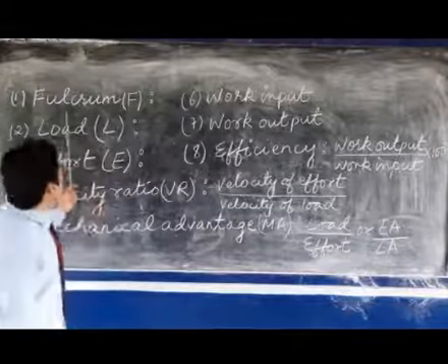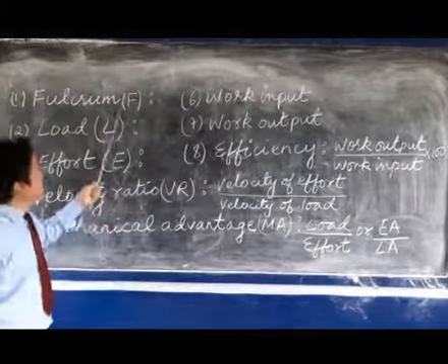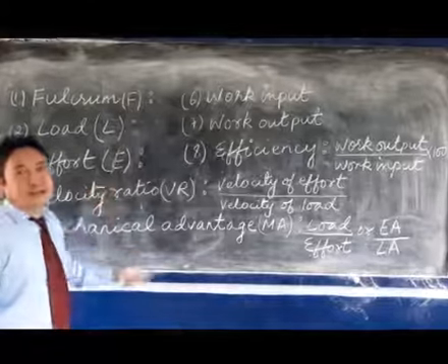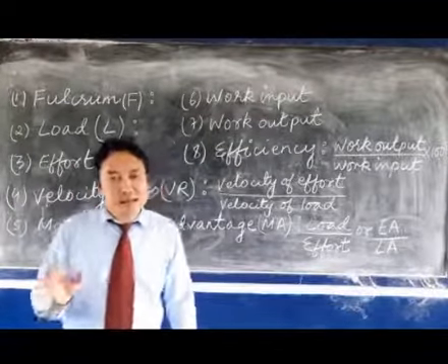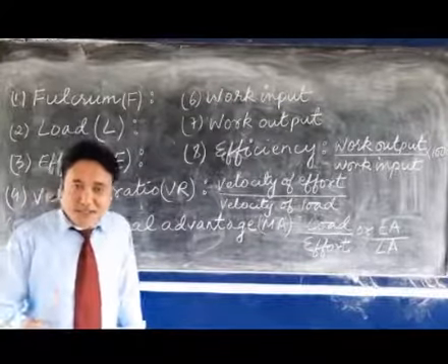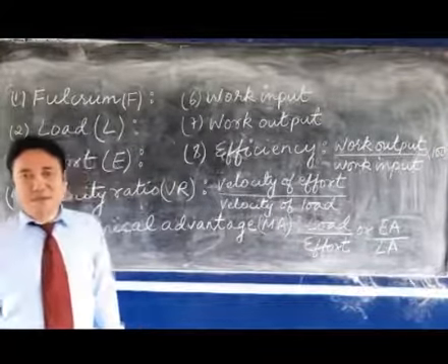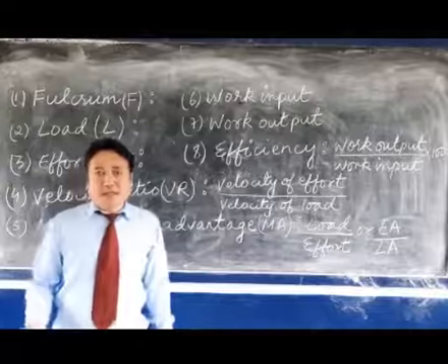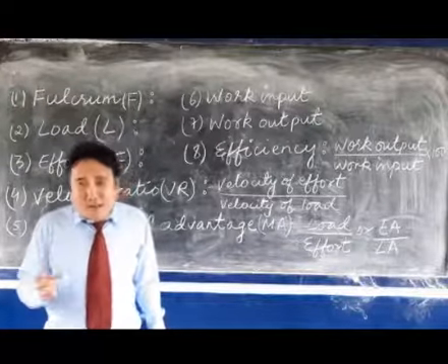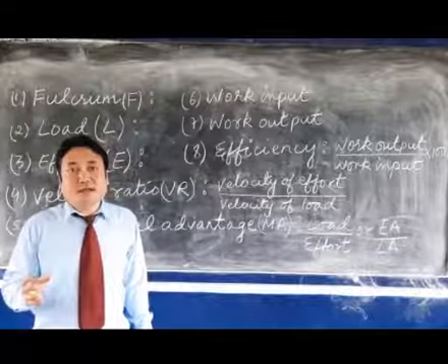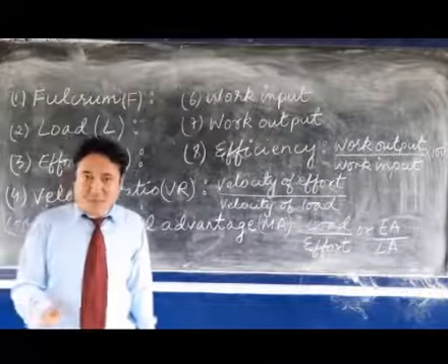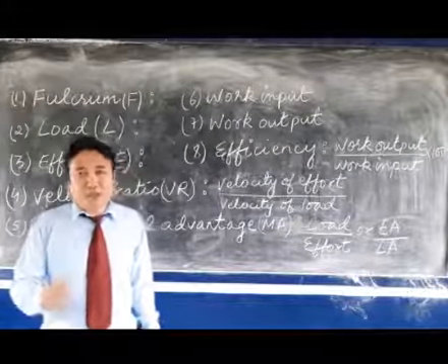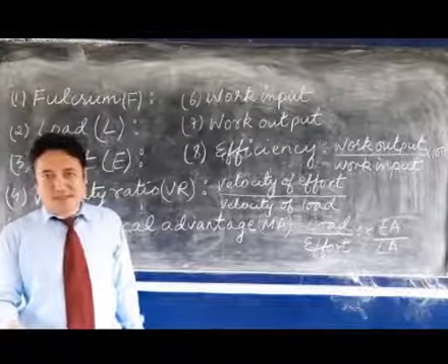Now let us come to the first term, fulcrum, and this fulcrum is symbolically written as capital letter F. So that capital letter F in a simple machine denotes a fulcrum. Now this fulcrum is a fixed point on a simple machine at which the machine turns.